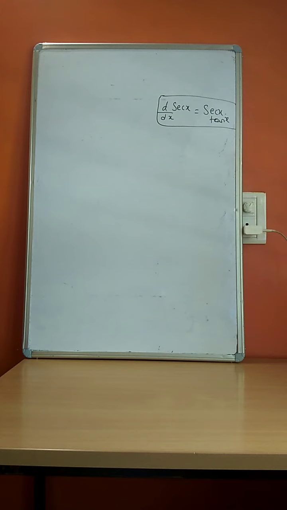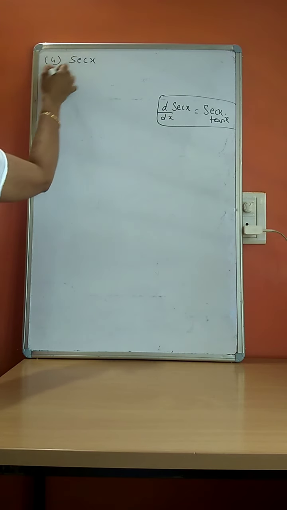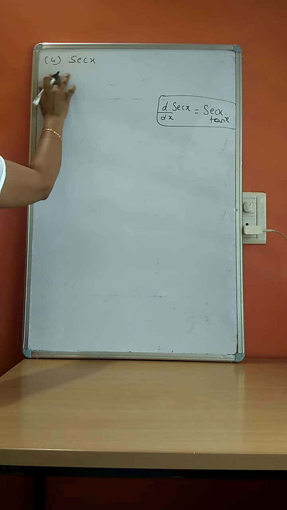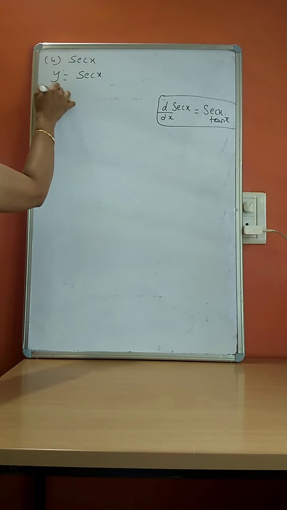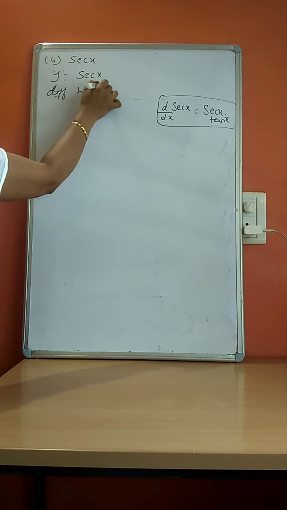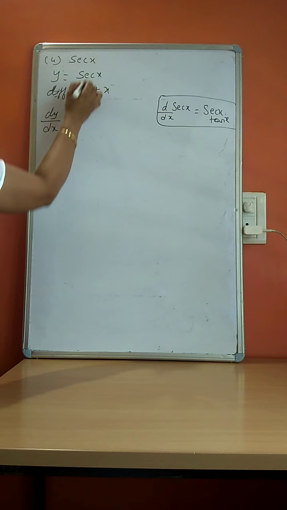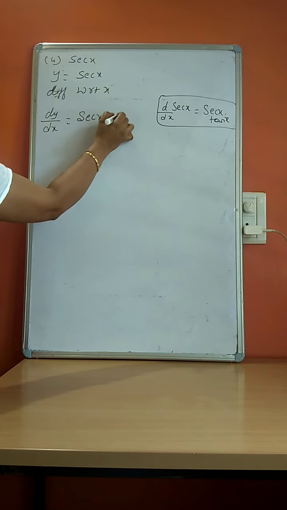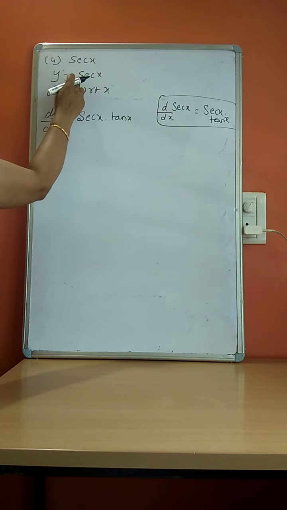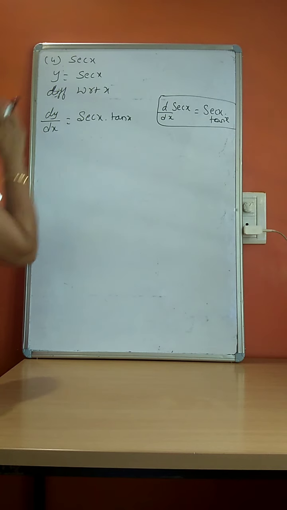Next one. Fourth one. y is equal to secant x. Differentiate with respect to x. Go for differentiation. What we get? d by dx of secant x is what? Secant x into tan x. See, differentiation of a secant x is what? Secant x into tan x.